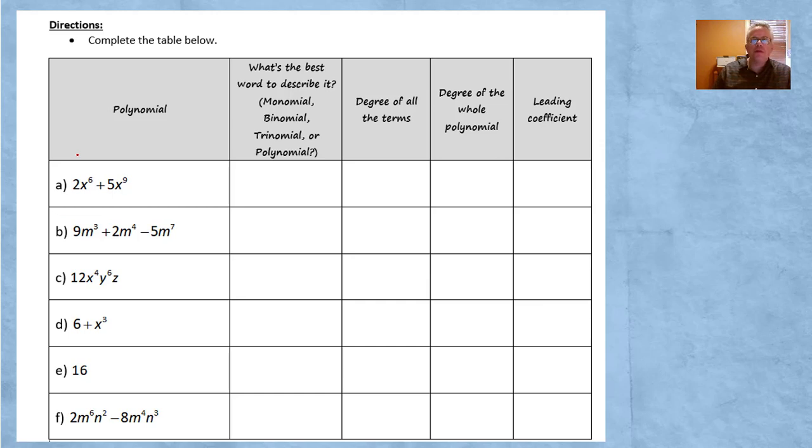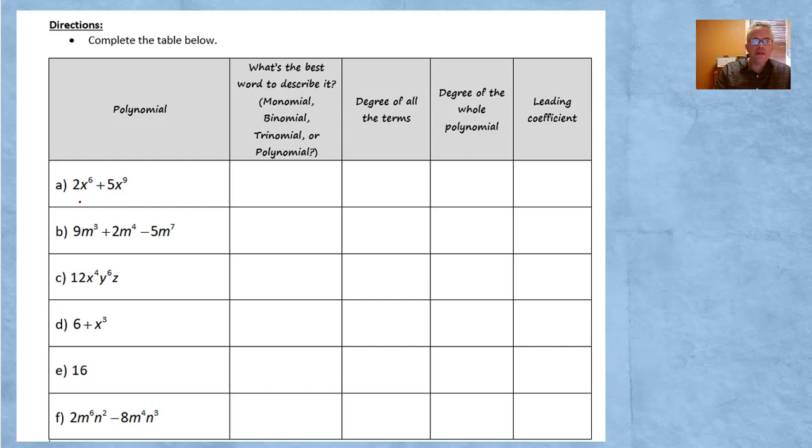So the first thing we're supposed to describe is what's the best term to describe it. Is it a monomial, binomial, trinomial, or just a polynomial? First of all, all of them are polynomials. But if they have one term, like an E or C, then they're called a monomial. If they have two terms, like an A, they're called a binomial. If they have three terms, trinomial, and in general, if they have four or more, we just call them a polynomial. There's no special name for them.